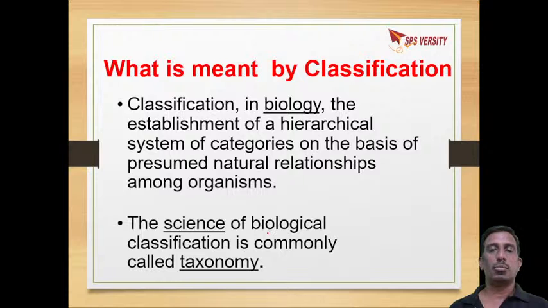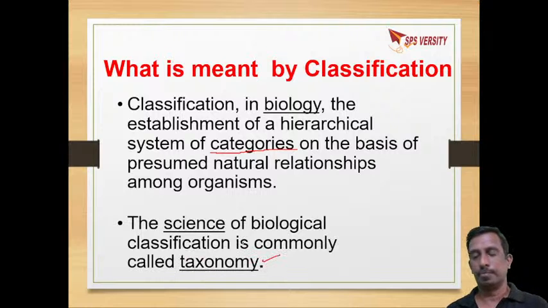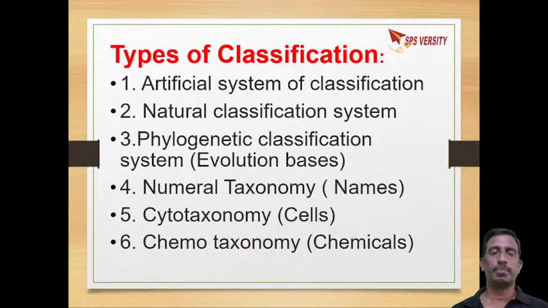So in this, what is the need for classification? Based on natural relationships among organisms, they are classified into different categories. We cannot study all the organisms in the same group, which have similarities and dissimilarities. So you should study under different categories. This science of biological classification is called taxonomy. In taxonomy, basically, we study the identification, nomenclature, and classification of organisms.